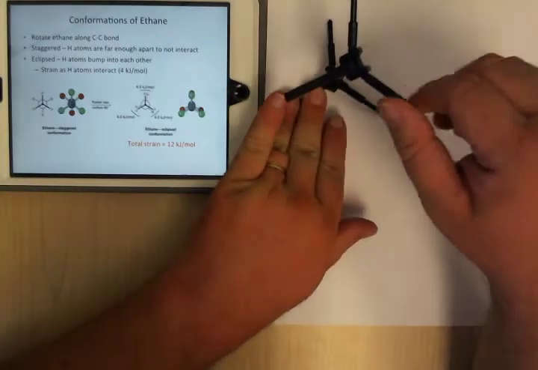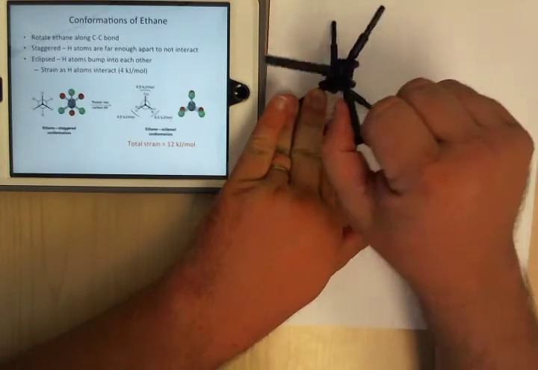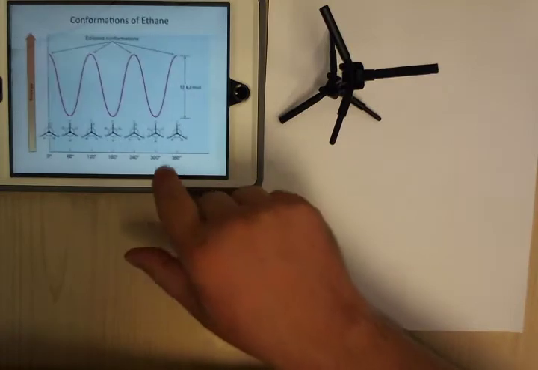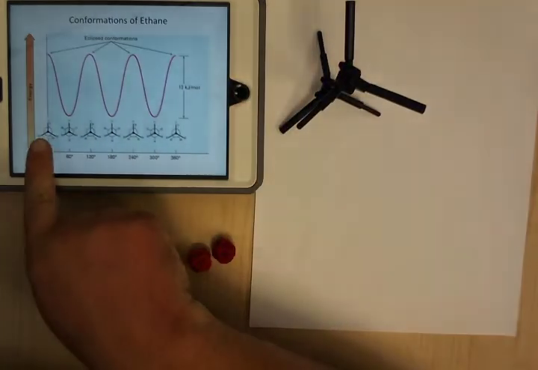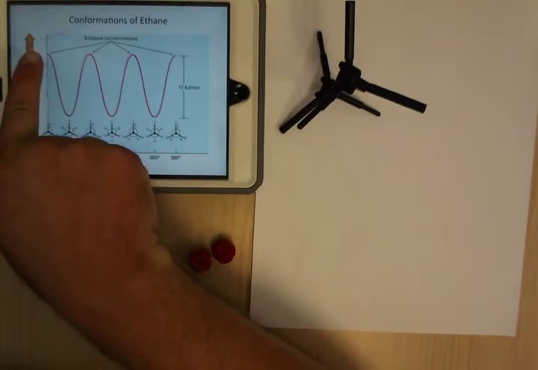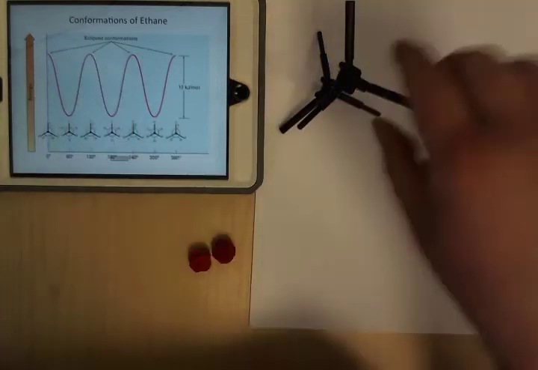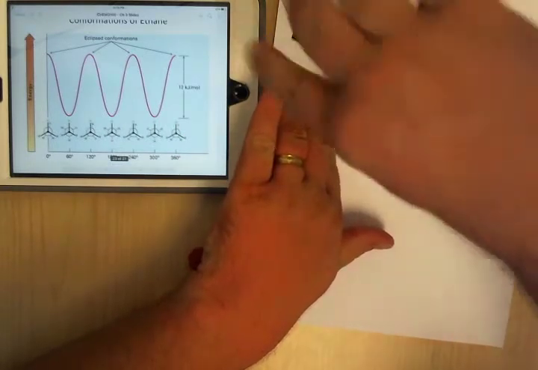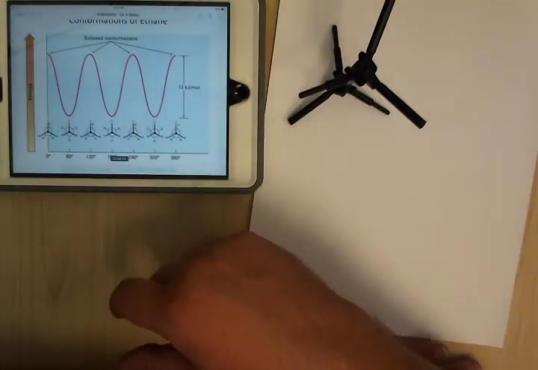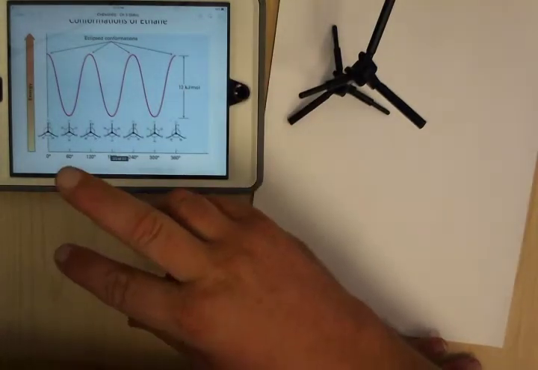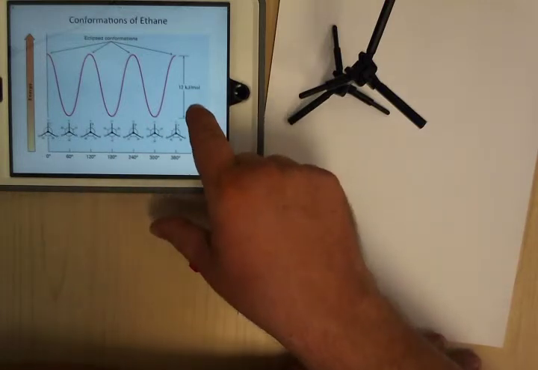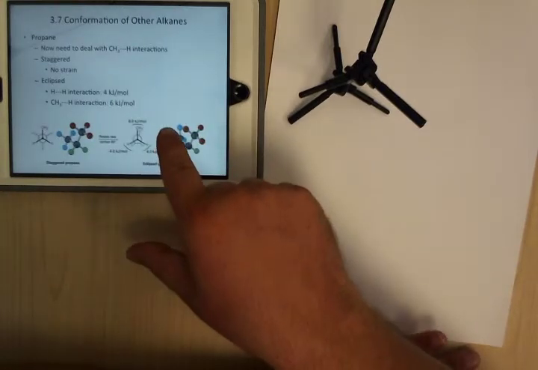So this is called eclipsed, then staggered, then eclipsed. As it goes around, an eclipse would be high, 12 kilojoules per mole of extra strain, then down to staggered, up, down, up. As you rotate this around, you go up, down, up, down by 12 kilojoules per mole, as it goes from eclipsed to staggered configuration. Not too bad. You just add them all up. Each one of those is worth 4.